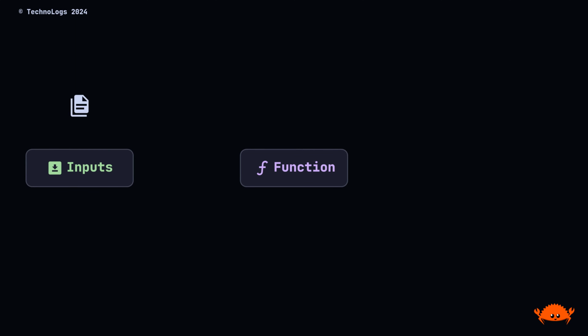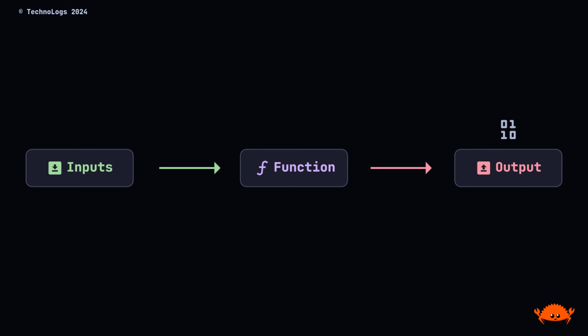First of all, what's a function? A function is a reusable set of instructions designed to perform a specific task. Typically, a function accepts some inputs known as arguments. Then it executes the defined instructions and finally returns some result. Now let's see how we can create and use functions in Rust.